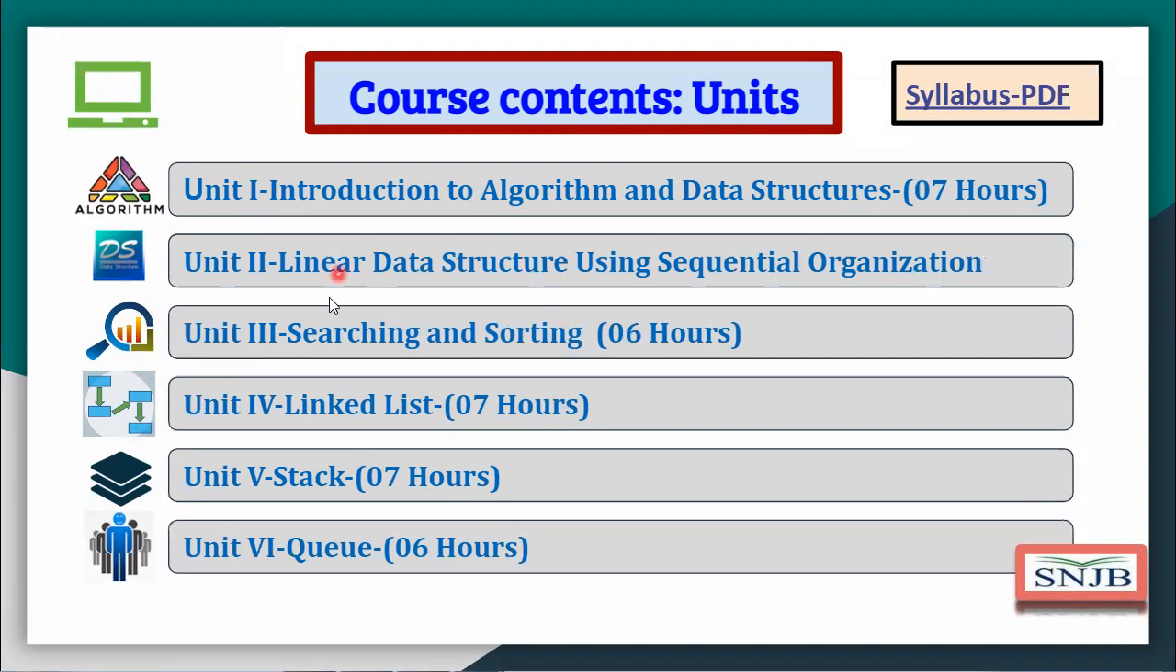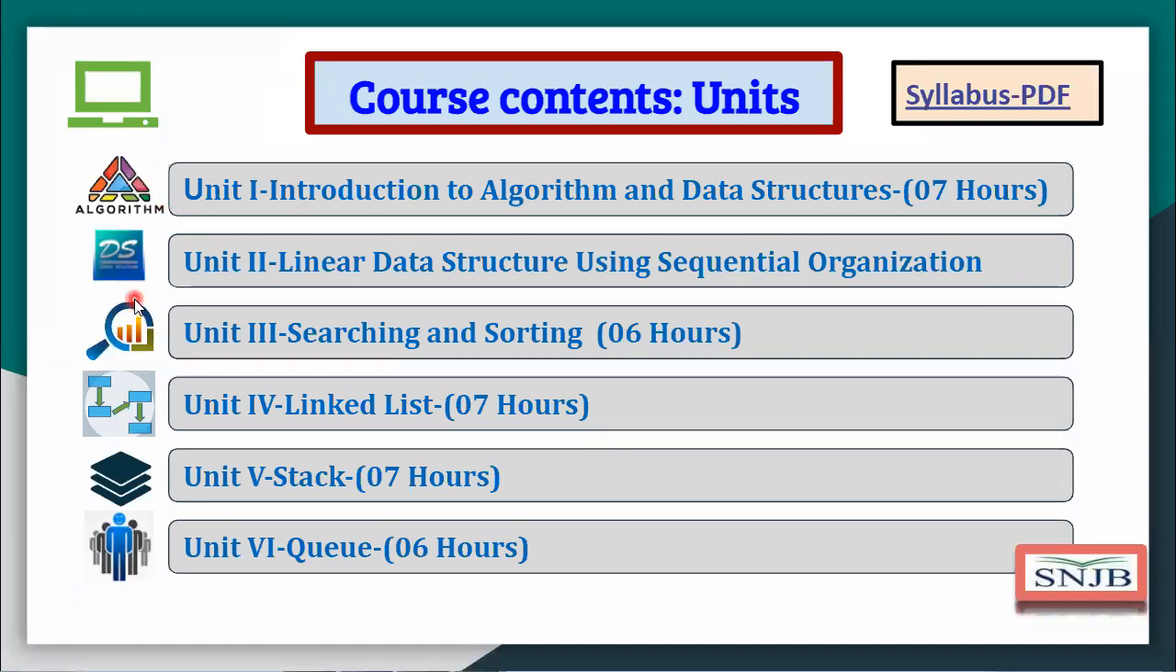So I hope everyone is clear that the first unit is introduction to algorithm and data structure. The second unit is linear data structure using sequential organization, that is array data structure. Then the third one will be searching and sorting. You can see that logo. According to the logo, you can understand what exactly unit we have. The first one focuses on algorithm. The second one is array data structure.